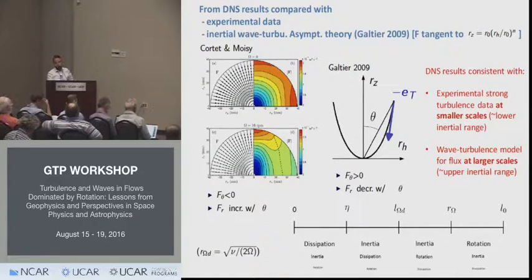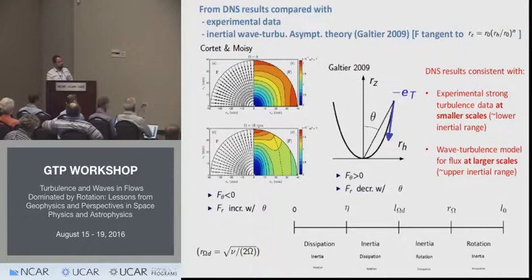Even though you can't see the angle between the vectors and the radii, there is a difference. The flux is not exactly radial, and what we observe from experimental data by Moisy is that the theta component of the flux is negative at the small scales. If we work out the wave turbulence theory by Galtier, we observe that the off-radial component of the flux is positive, so that's the opposite direction.